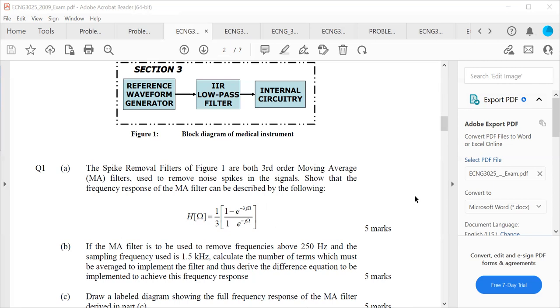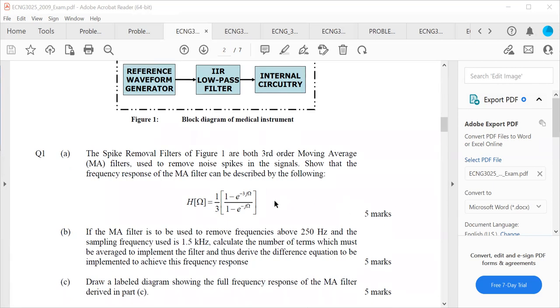All right? The transfer function. This question is asking you to show that the transfer function is of this form. And remember, we derived it in class in the lecture that for an nth order moving average filter, so if it was eighth order, there's a way, and I wouldn't ask you to do this, but it is there, right? For an eighth-order moving average filter, the transfer function will be 1/8 times (1 - e^-8jΩ) over (1 - e^-jΩ), right?